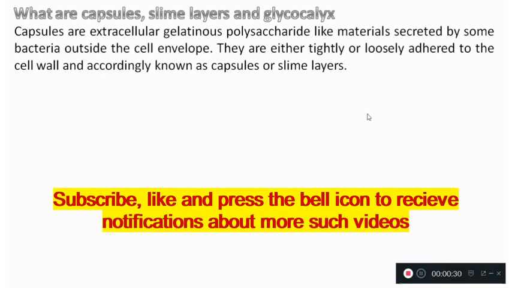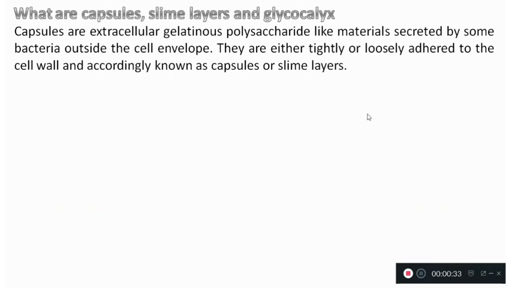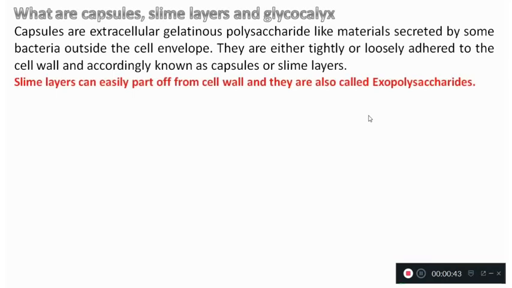Capsules are extracellular gelatinous polysaccharide-like materials secreted by some bacteria outside the cell envelope. They are either tightly or loosely adhered to the cell wall, and accordingly they are known as capsules or slime layers. If they are tightly adhered, they are called capsules, and if loosely bound, so that they can easily be peeled off from the cell, they are called slime layers. Slime layers are also called extracellular polysaccharides or exopolysaccharides, EPSs.